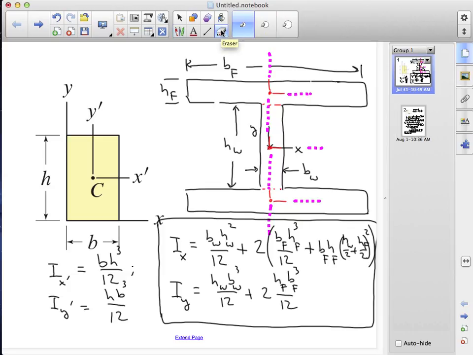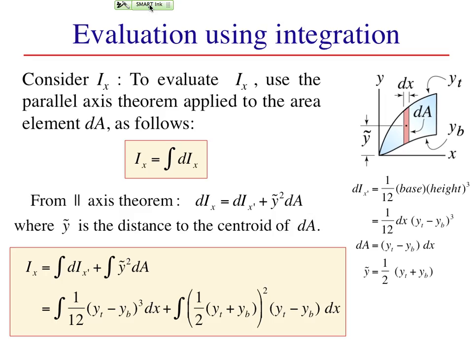And I just noticed that I made an error here as I was writing this down, so let's emphasize that this is BH cubed over 12. In addition, there is nothing about the parallel axis theorem which requires the span in our rectangular expressions to have a certain size. The span B could be finite, it could also be infinitesimal.